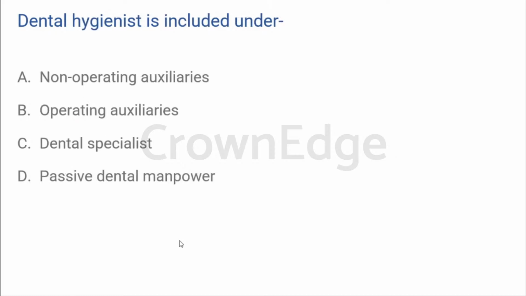Now, the dental hygienist comes under which kind of auxiliary? A non-operating, an operating, a dental specialist, or a passive dental manpower? So, a hygienist is involved in maintenance of oral hygiene. And how do you do that? By cleaning your teeth. What procedure is followed? Usually oral prophylaxis. These are just ways to remember. So they're basically somebody who performs oral prophylaxis, and hence they come under operating auxiliaries.